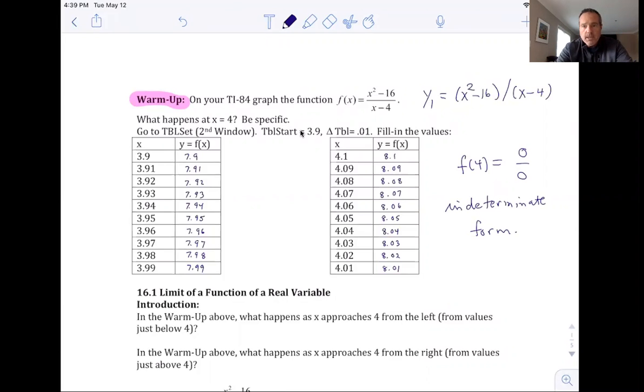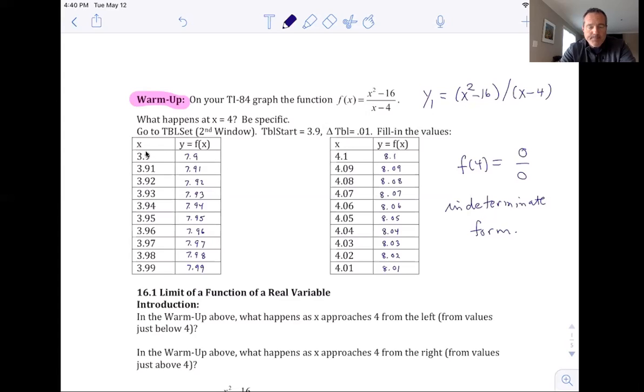And early in the year, we saw that when this happens, you actually get a hole in your graph. So f of 4 doesn't actually exist because you have division by 0, but something interesting happens as you pick x values very close to 4. So if you set the table, Table Set is on your graphing calculator just above the window key, in blue on mine, so you'd hit the second key and window. You could set the table to start at 3.9 and then delta table, which means how much you want to increment the table, do it by 1/100, 0.01.